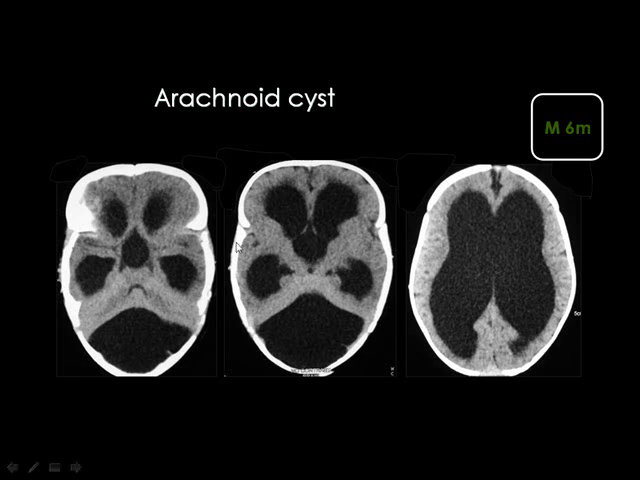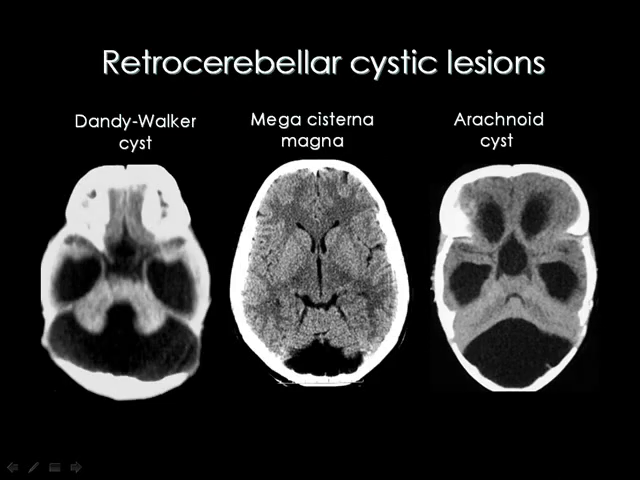Very good. It's okay. The vermis is present and the cerebellum is also present, but you can see supratentorial hydrocephalic changes due to compression of the cerebellum and the fourth ventricle. Then here are the three different cases of posterior fossa cystic structures.